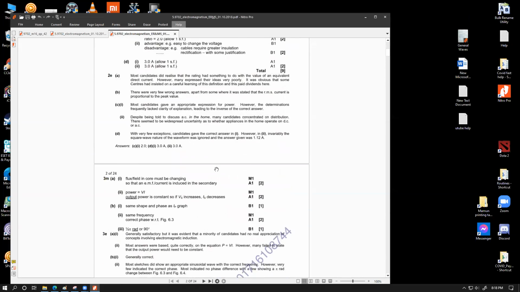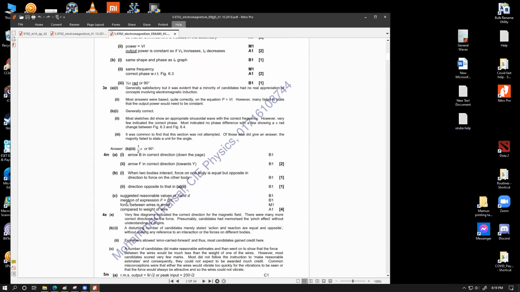Number 4C, if we have a look at number 4C, such and reasonable values for I and D. Okay, I was wrong, it gives you 1 mark. Mention of expression F equals BIL scores you 1 mark. Force between the wires is small, so that has to be substantiated by mentioning that the coefficient being too small makes the force too small compared to the weight of the wire. In this case, they have used the term weight. We use the term inertia. Either way, you should get the mark.